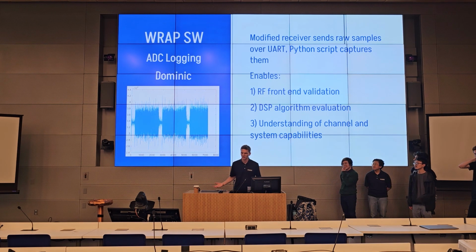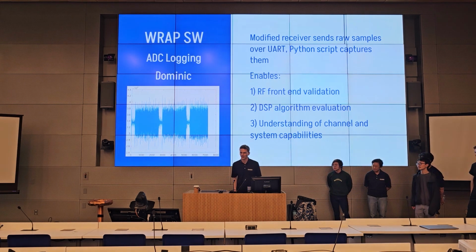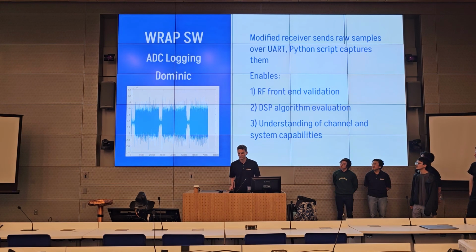We can also evaluate DSP algorithms, testing ones that we've already implemented, like timing recovery and channel coding, but also maybe other things like higher order modulation schemes, and then also getting a better understanding of the channel in the system itself.